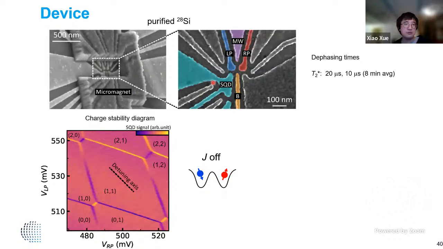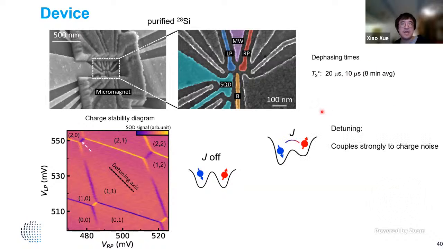All right, so now, again, this is a device. I'm just going to refresh your memory. This is a device that we use to demonstrate the high fidelity 2-qubit gate. Again, we have a very long coherence time now. It's 10 to 20 microseconds, averaged over 8 minutes.